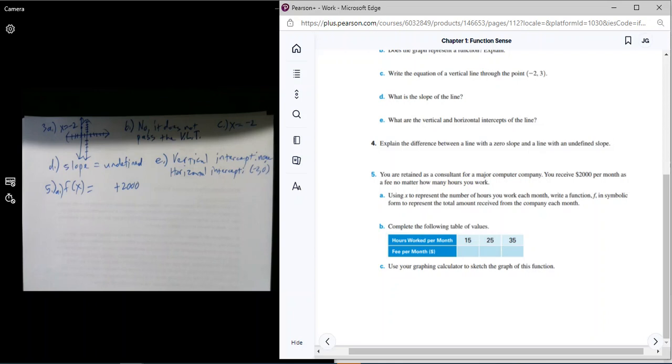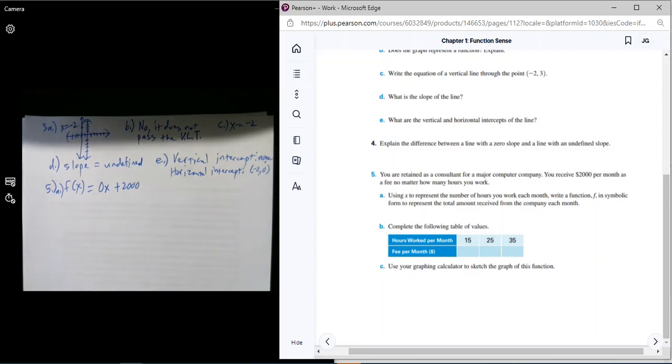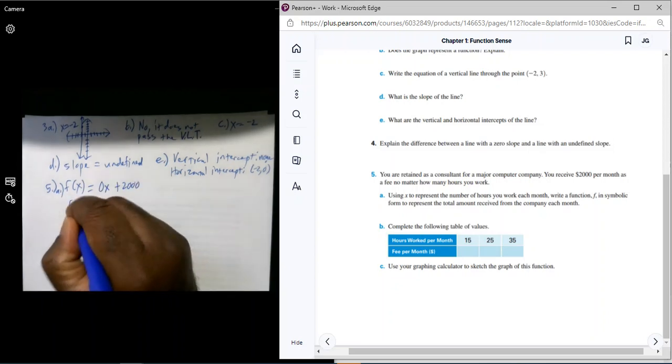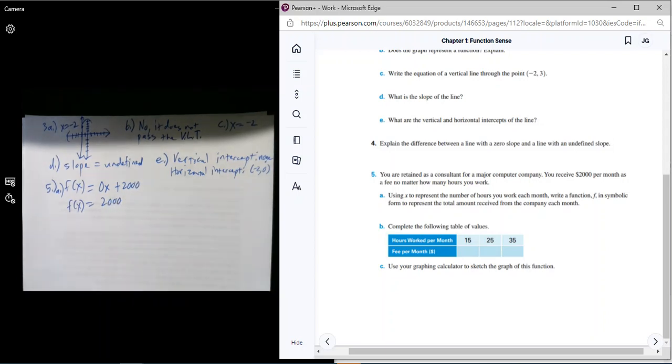Now, our slope, remember, we're not going to get paid anything more than the $2,000. So our slope would be 0. So we would have f(x) = 0x + 2,000. But again, like I told you all before, 0x is just 0. So we'll just write f(x) = 2,000. So that means that y is basically equal to 2,000.